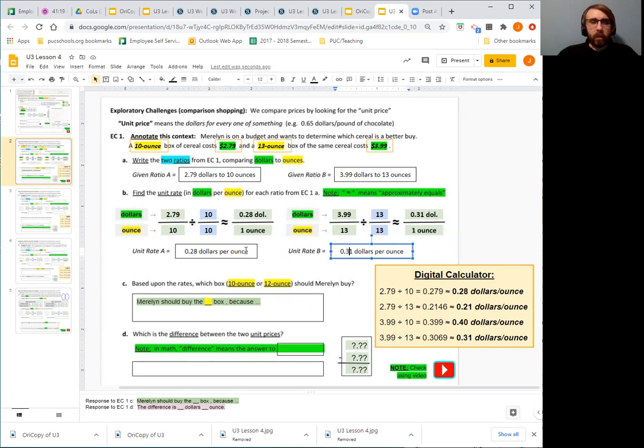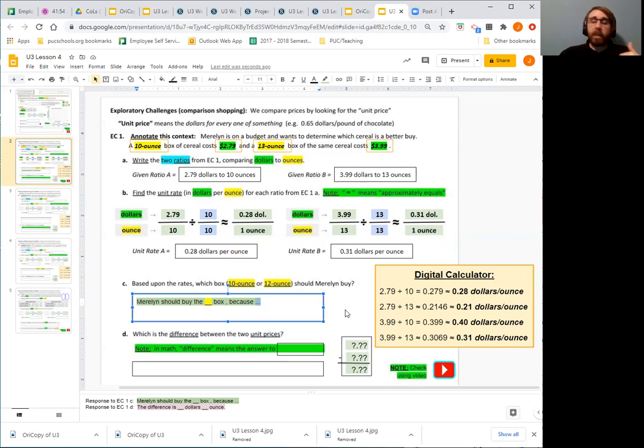Well, according to the unit rates, it looks like she's going to spend more cents or more dollars if she buys the second box, even though it's a bigger box, which usually means that you're actually saving money. This one actually is not saving money. So maybe there was a deal on the 10-ounce box that cut it even further. It was maybe on sale because you're only paying 28 cents for every ounce, whereas this one you're paying 31 cents. And so this should say the 10-ounce box, and then you can explain why.